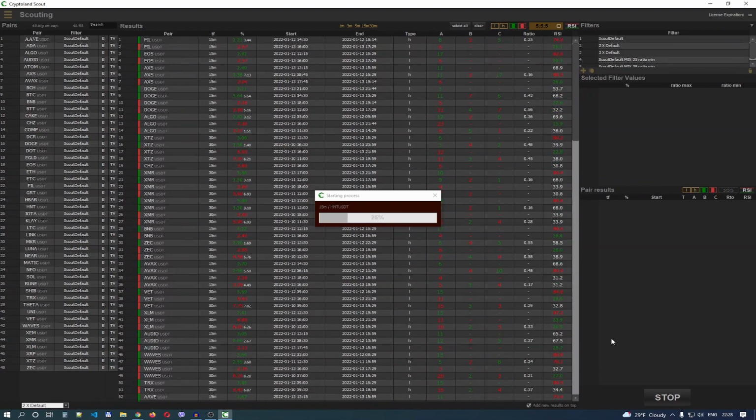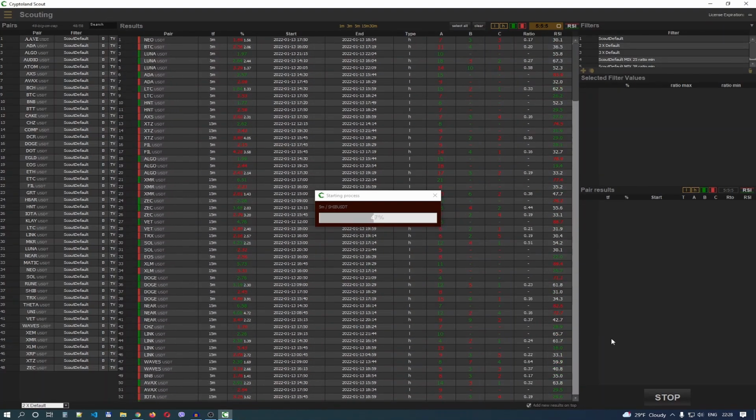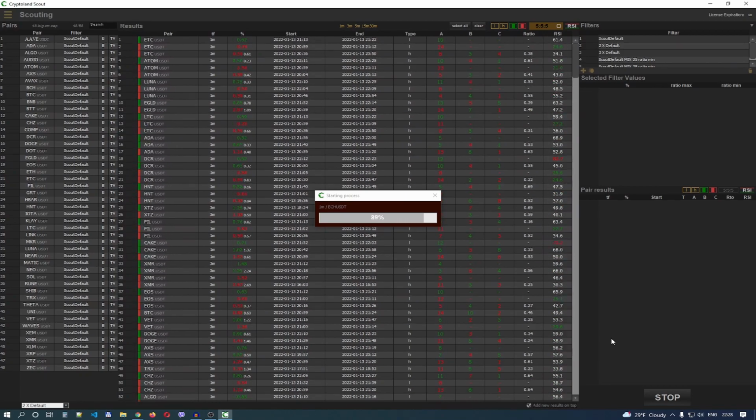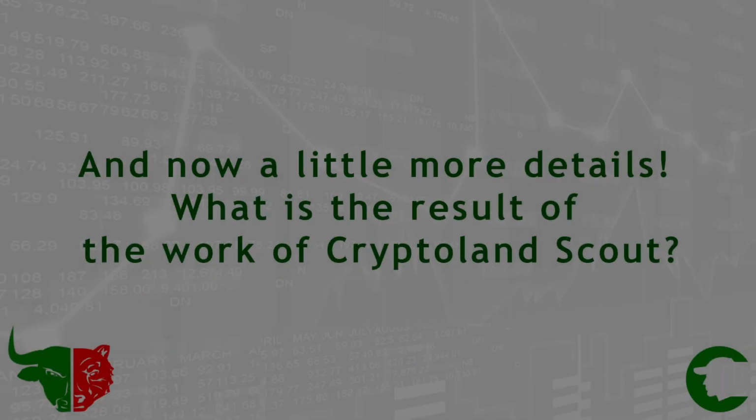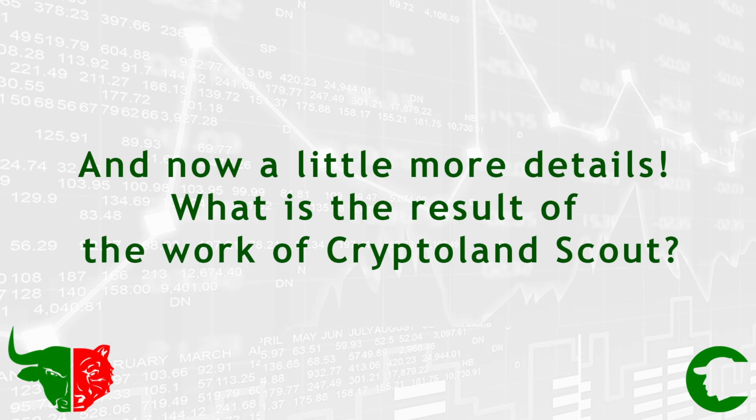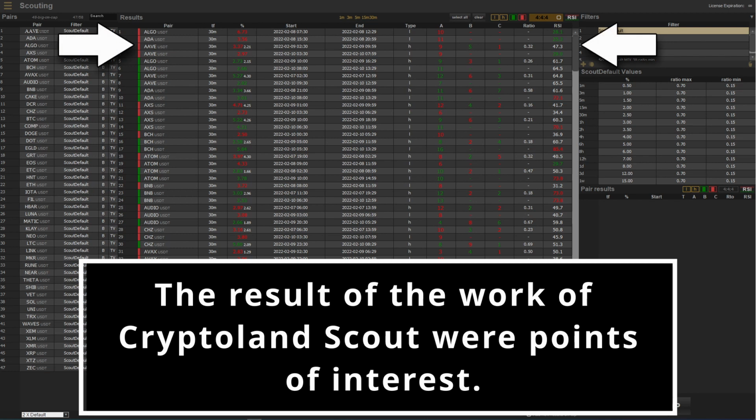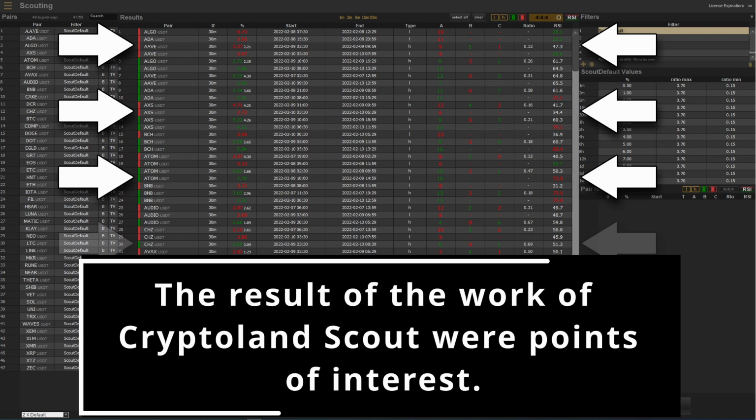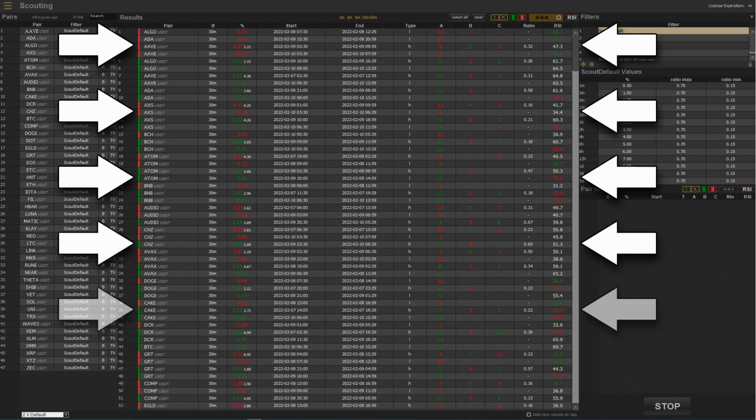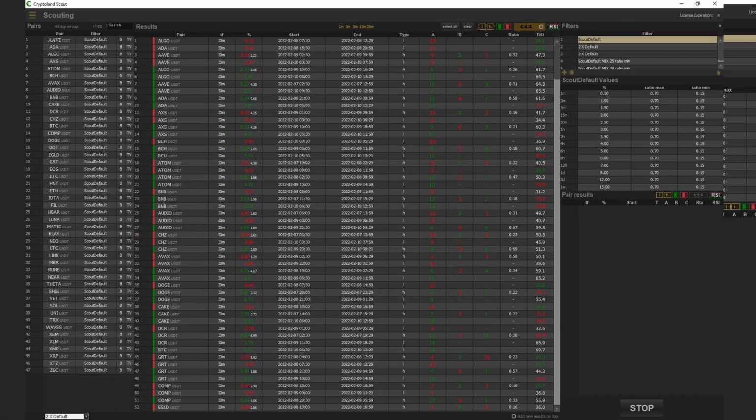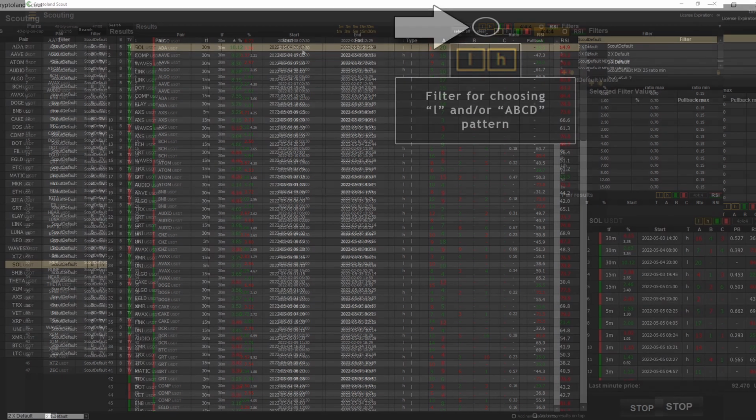Cryptoland Scout will constantly launch new trading opportunities as it tracks price movements in real time and results arrive with minimal delay. And now a little more details. What is the result of the work of Cryptoland Scout? After analyzing all selected currency pairs, Cryptoland Scout will provide a list of points in time that have the potential to grow into good trades in the near future. These obtained points are the ends of the formed structures that Cryptoland Scout recognizes as L pattern and ABCD pattern, which is marked with H in the program.